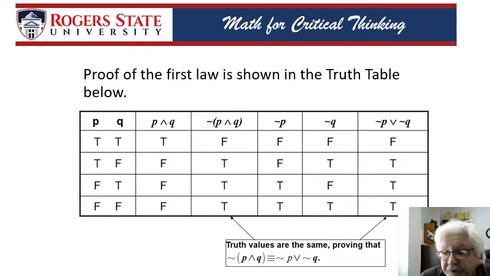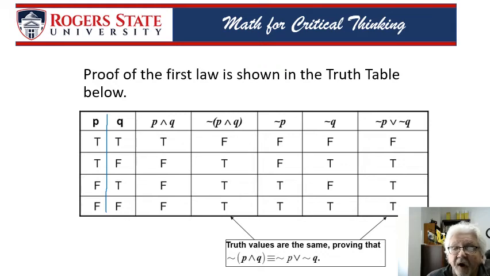Okay, so here's a proof that they're the same thing. I'm not going to go through this in great detail, but we'll look at it real quick. So I have P and Q, and remember, here are my possibilities: true true, true false, false true, false false. Now we do P and Q. Well, and is true if both of them are true. So that one's true, but these three are all false.